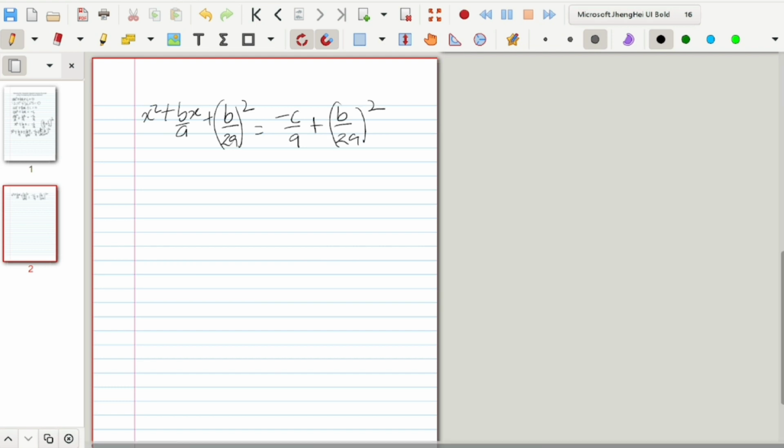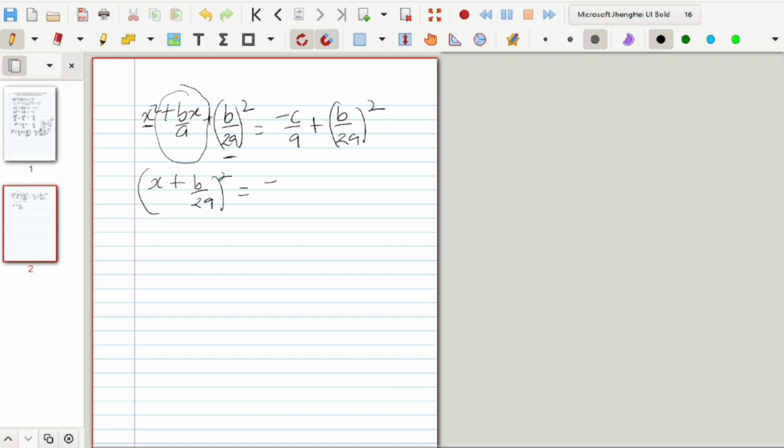Next thing to do is to combine this and this into a common square. That will be x plus b over 2a all squared equals minus c over a plus b over 2a all squared. You can now open this particular bracket by giving this a separate square and the one below a separate square. So it will be b squared, then you have 2 squared is 4, then a squared is a squared.